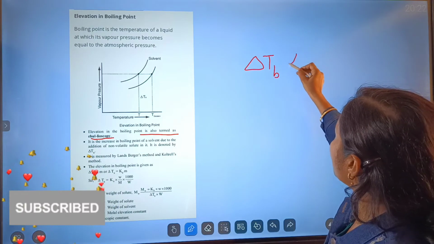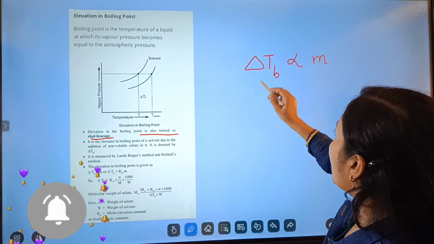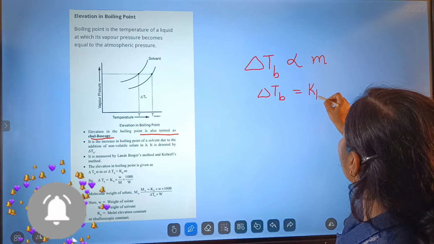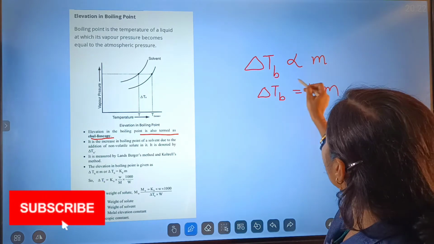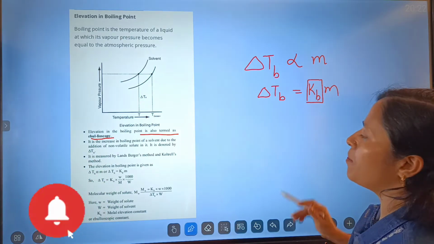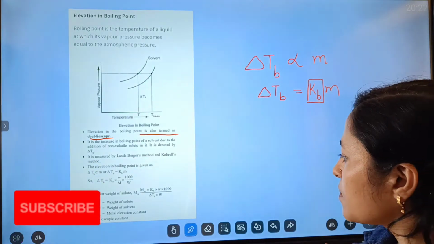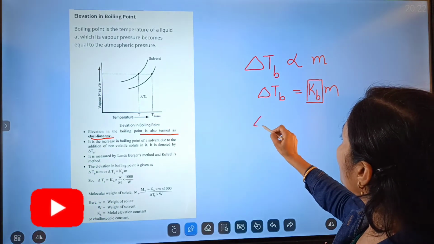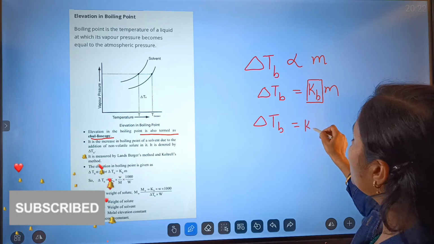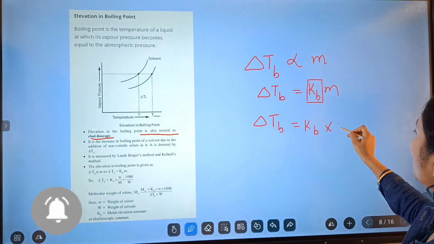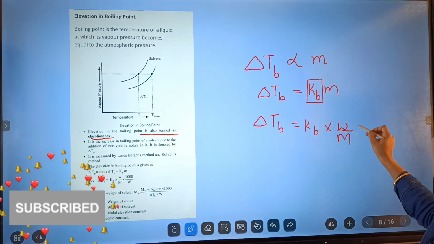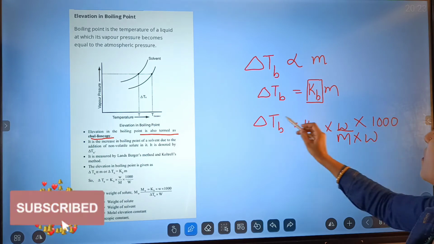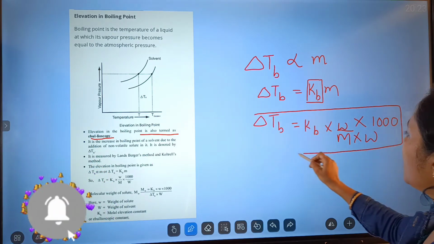It is directly proportional to the molality, and when we remove the proportionality symbol, we will get delta TB equals Kb into m. This Kb is also known as the ebullioscopic constant, and here you can calculate its value using these terms. So how? Delta TB is equal to Kb into weight of the solute upon its molecular mass into weight of the solvent, multiplied by 1000, and from here you can calculate delta TB.